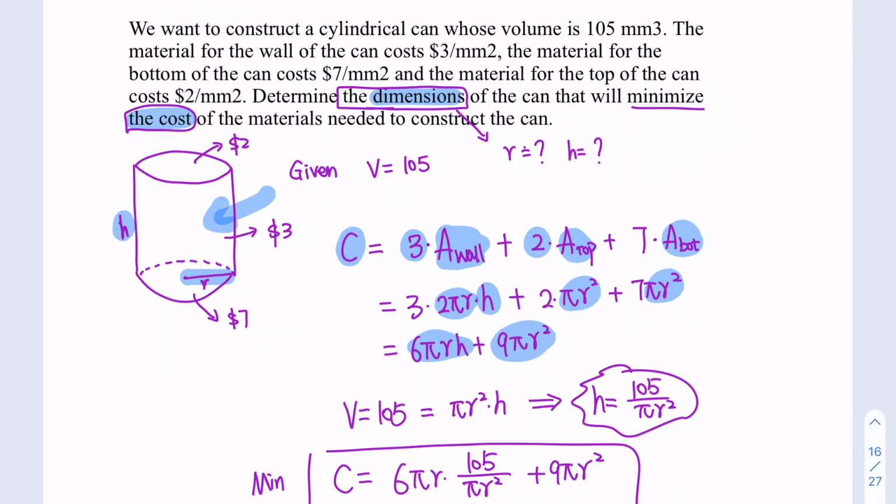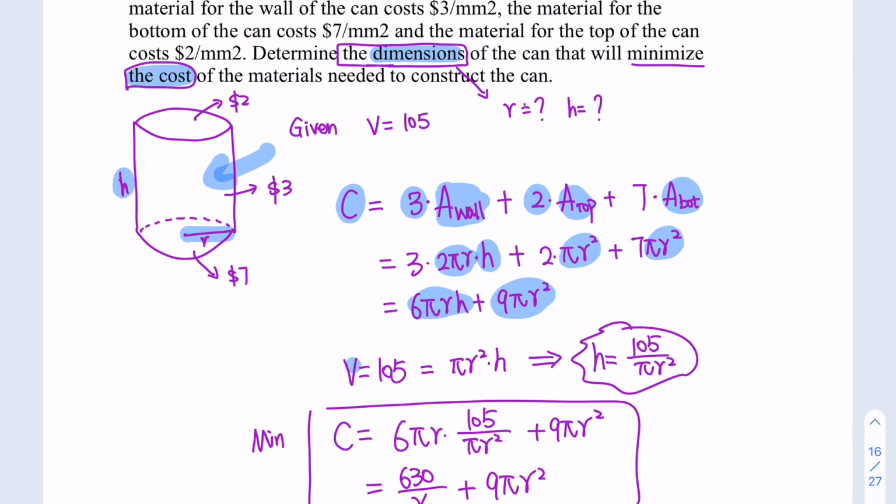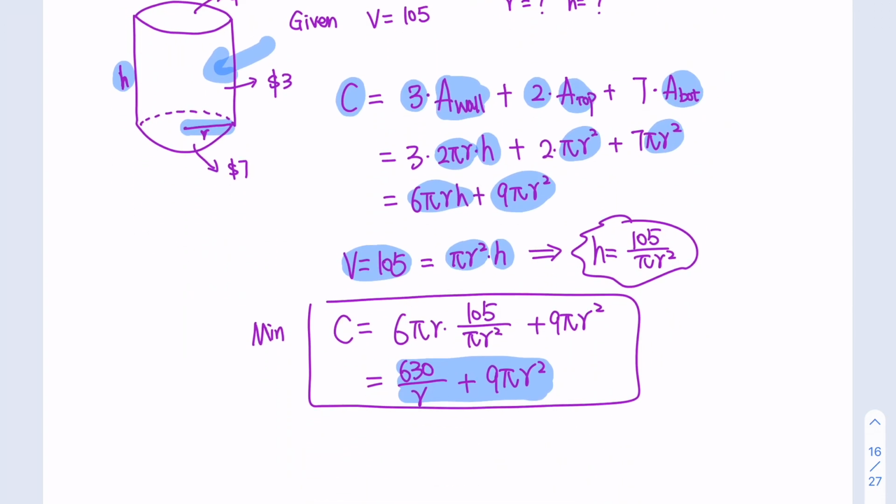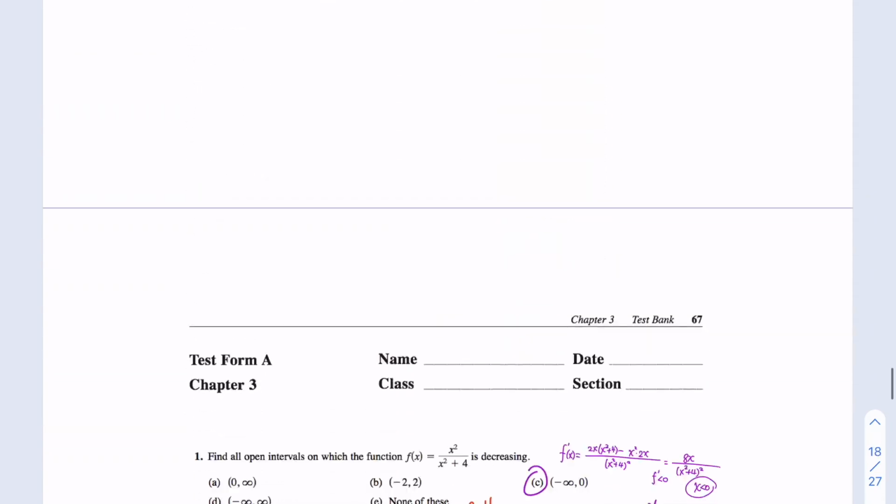We have to find a relation between h and r because the total volume is 105. So 105 equals pi r squared times h. We solve for h and plug it into the cost function. Now we have changed the cost into one variable, r only. Next, we just take the derivative and do the sign analysis. Let me go over one more problem.